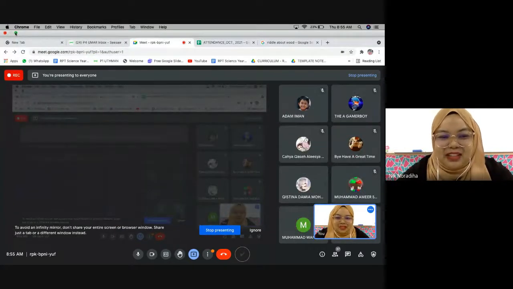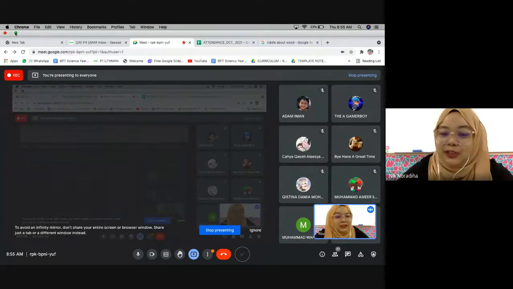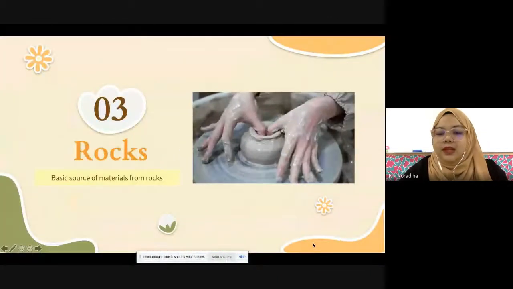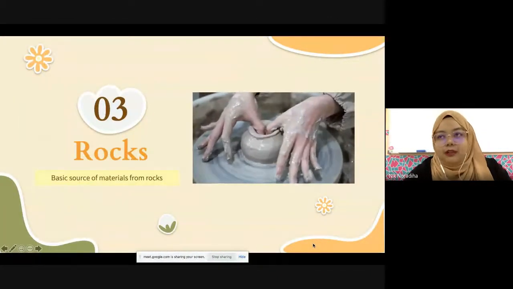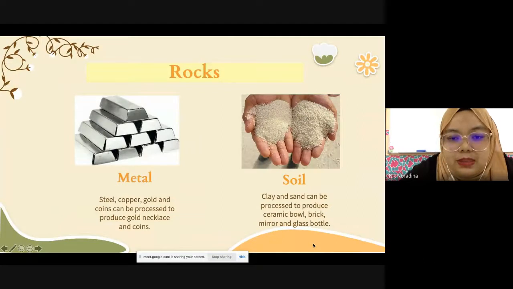Yes, correct. No one said gold just now. Gold is included as well. Okay, so for the rocks, objects that have rocks as their basic source are divided into two. One is metal, the other one is from the soil.